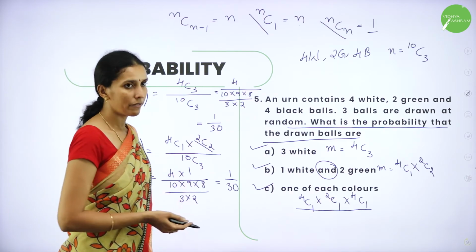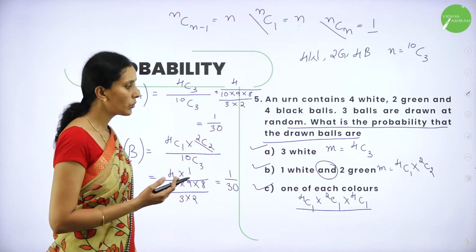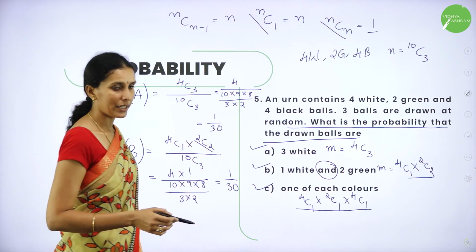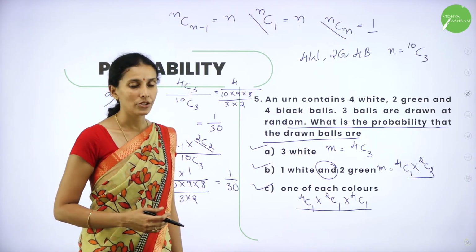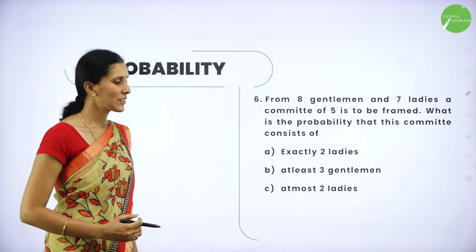When it is 3 whites, you should select all the 3 whites from 4 whites. For 1 white, 2 green, the selection will be like this. And one of each, that is, different colors, the selection will be like this. When you know the selection, it is easy to find the probability value. So here is my next question.